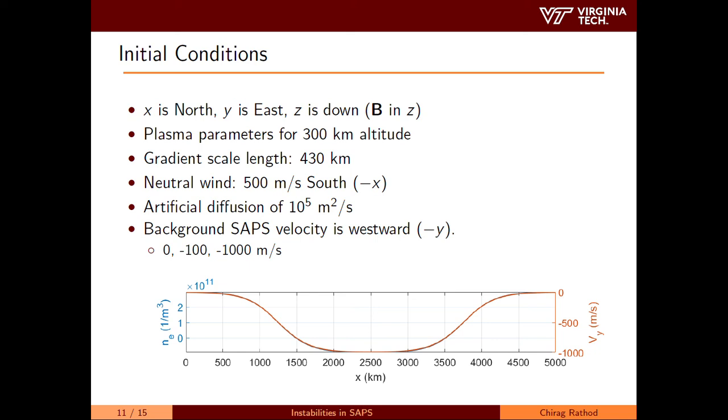And the parameter that I'm going to be changing in the 3 simulations I'll be showing next is the background SAPS velocity, which is westward in the negative y direction. It's going to be 3 things: 0, negative 100, and negative 1,000 meters per second. For the profiles of density and velocity, I have the exact same profile; the only difference is the scales. For the density scale, we look on the left axis. For velocity, we look on the right axis. And this velocity will scale differently depending on which particular run we are looking at.